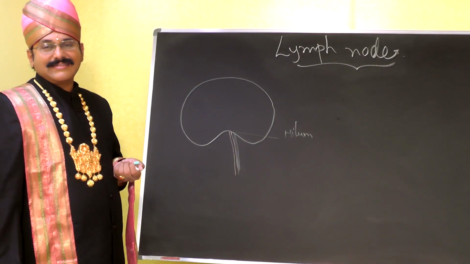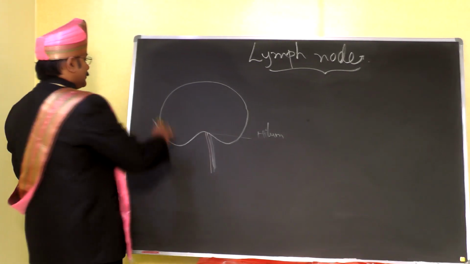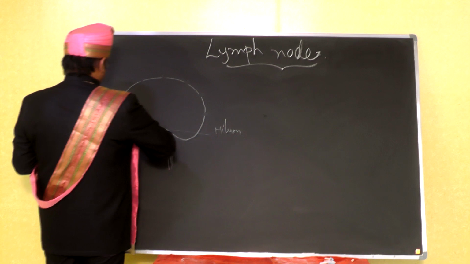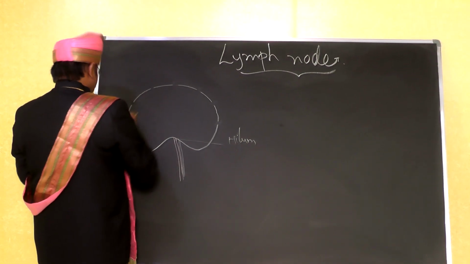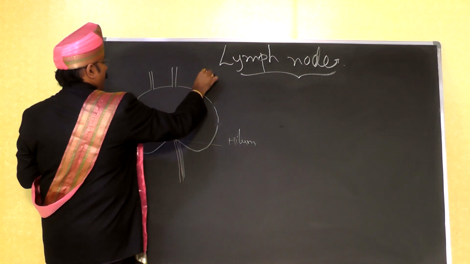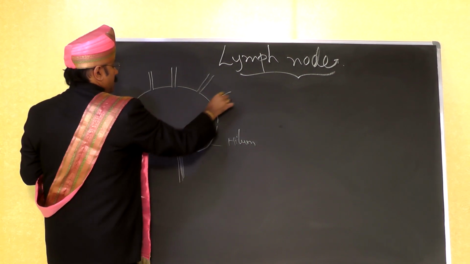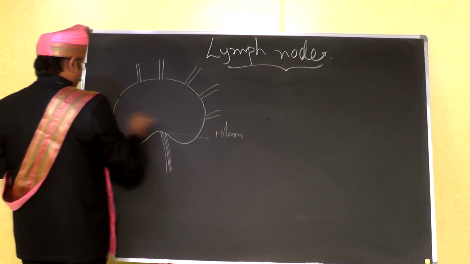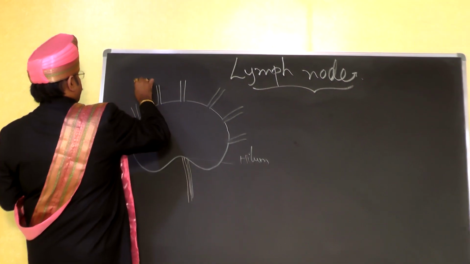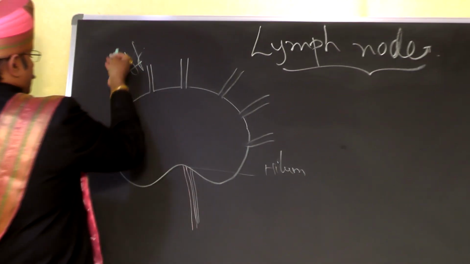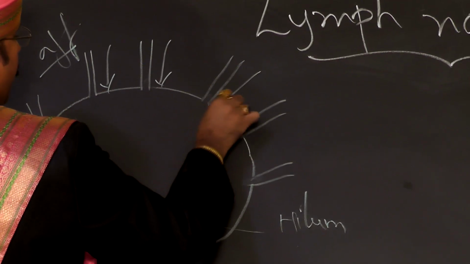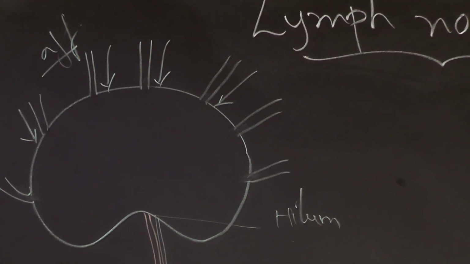Now the characteristic feature for us to discuss is the afferent lymphatic channels. Here if you see, these are afferent lymphatic channels. There are numerous afferent lymphatic channels. And what is afferent? The structures which are taking lymph to or into the lymph node, these are all the afferent channels. Lymph is flowing into them.